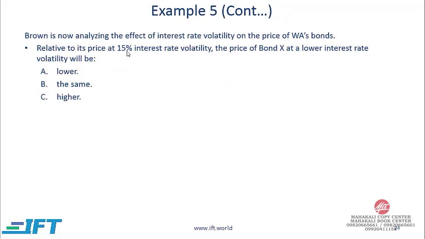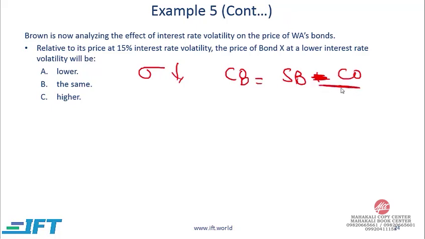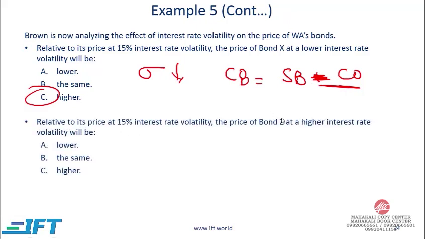What happens to the price of bond X if the interest rate volatility comes down? Now you need to remember, what was bond X? Is it callable or puttable? Bond X, if you recall, is a callable bond. So the price of a callable bond is equal to straight bond minus the call option. At a lower interest rate volatility, the value of the call option becomes less, so we are subtracting a smaller number, so the value of the callable bond becomes higher. Correct answer is C.